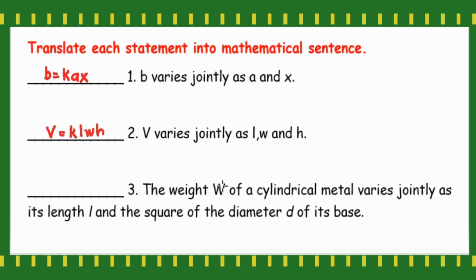The last one is the weight, W, of a cylindrical metal varies jointly. So it's equal to K as its length L and the square of the diameter D. So the square of the diameter, that's D squared of its base.